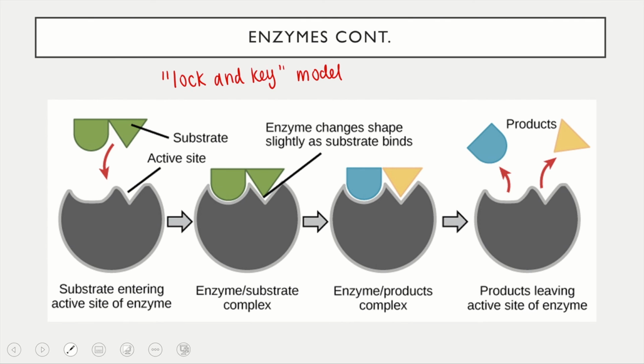Now, substrates bind to enzymes at what we call the active site here. And this forms an enzyme substrate complex. Now, once this complex forms, the enzyme catalyzes the reaction and converts these substrates into products. Lastly, these products will be released from the enzyme, and the enzyme's active site is free again. So this enzyme can now receive more substrates and catalyze or speed up some more reactions.